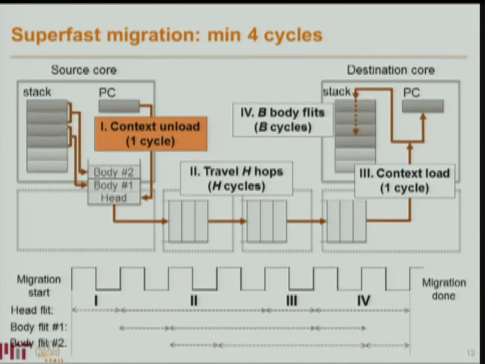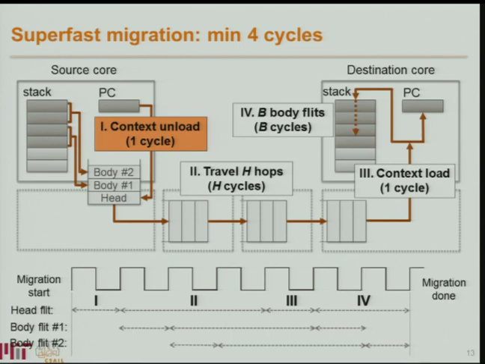So we can actually migrate a thread from one core to its neighboring core in as few as 4 cycles. And we can migrate a thread across the whole chip in, I think it's 33 cycles minimum. So this is pretty fast. How does this work?